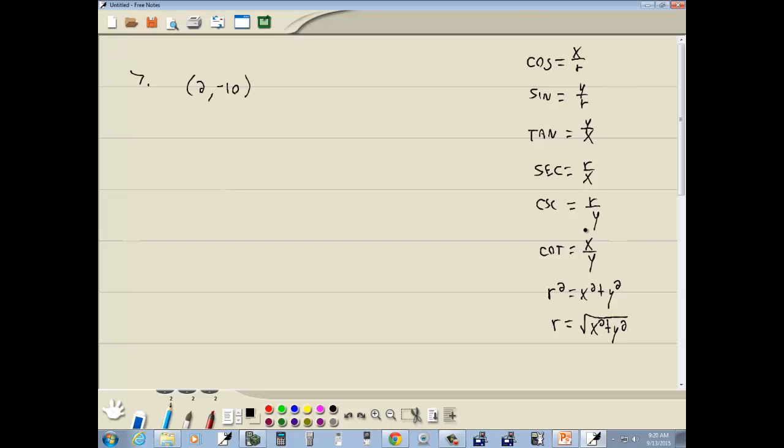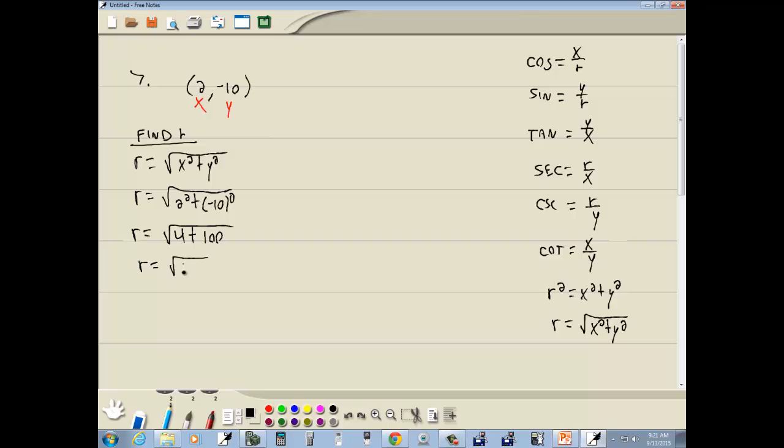Well, to use these formulas, you need 3 items. You need x and y. Well, that's easy. We're given x and y here. And you also need r. But we just looked at a formula to help us find r. So first off, let's find r. So r is again equal to the square root of x squared plus y squared. So x is 2, so we've got 2 squared plus negative 10 squared. 2 squared is 4, plus negative 10 squared is 100. So we got r is equal to square root of 104.